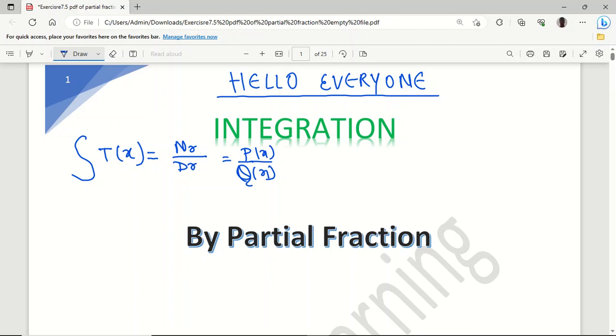We solve integrands containing rational functions with the help of a method called partial fractions. So let's move on and learn how to solve integration containing rational functions by partial fractions.